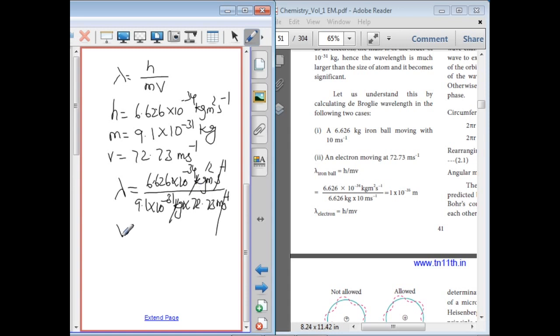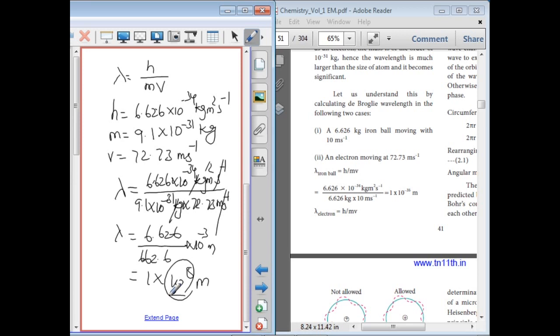The lambda equals 662.6 into 10 power minus 3 divided by ... so the answer is 1 into 10 power minus 5 meter. So this is the maximum wavelength for the microscopic particle. That is the largest wavelength for the microscopic particles. That is the electron.